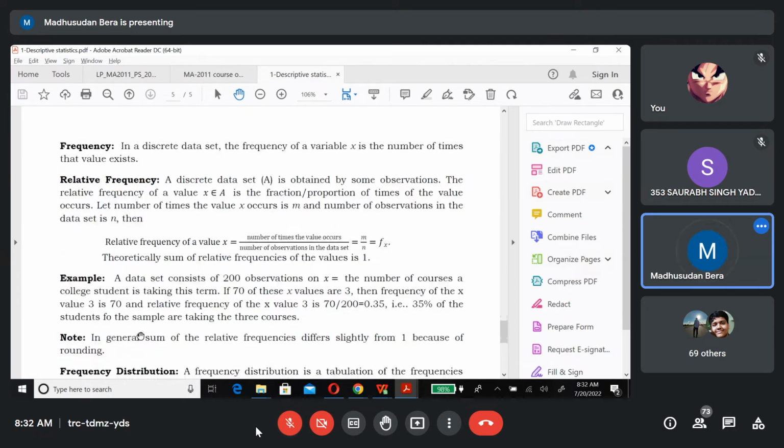Say a data set consists of 200 observations on x, the number of courses a college student is taking this term. If 70 of the x values out of 200 are 3, then what is the frequency of 3? The frequency of 3 is 70, and the relative frequency of 3 will be 70 by 200.